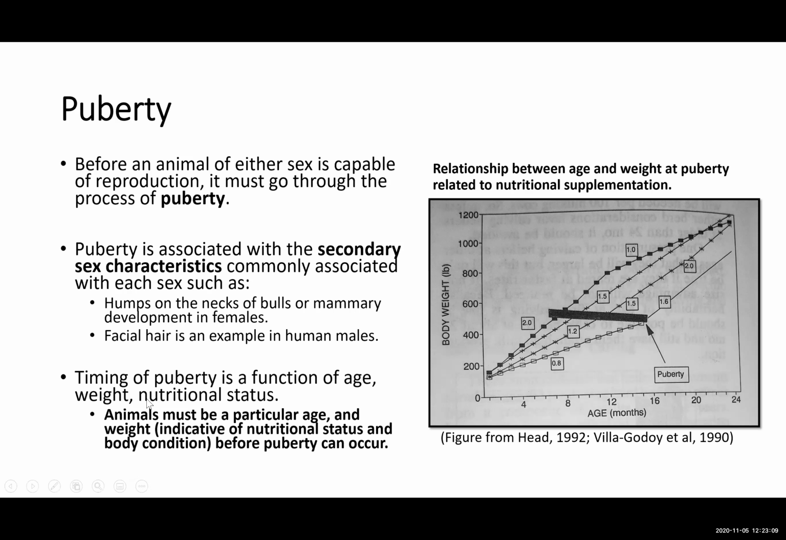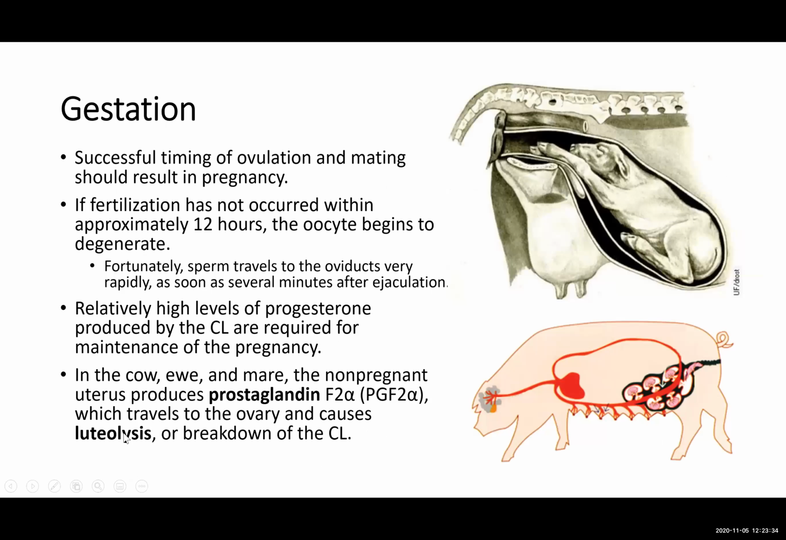Now, the timing of puberty, like I said, is age, weight, and nutritional status. So all of those play in. However, we think of it more as animals needing to have a particular age and weight before puberty can occur, but we recognize that weight itself is what's indicative of that nutritional status. Okay.